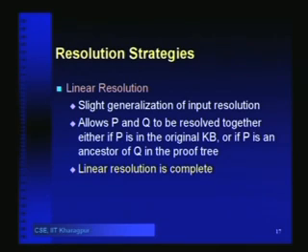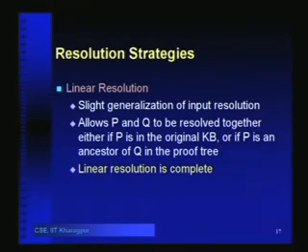So, this simple generalization which allows us to use the ancestor clauses in the proof tree makes the resolution procedure complete. So, how will you show that it is complete? Take any resolution proof and try to convert it into an equivalent linear resolution proof. If you are able to do that, then that means that linear resolution is complete. Just take some time off to think and work this out on your own.